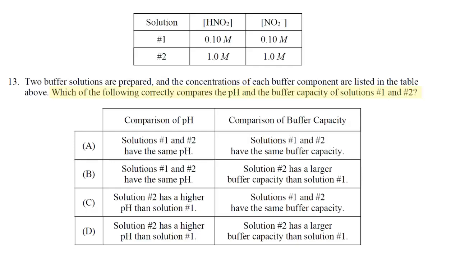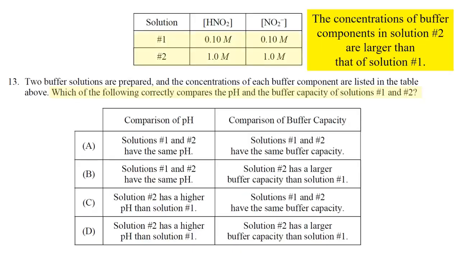As you can see, we have HNO2, which is a weak acid, and we have NO2 minus, its conjugate base. So for solution 1, the concentration of each of those components is equal, but it's 0.10 molar. With solution 2, the concentration of the buffer components is still equal, but now it's 1 molar, so a much higher concentration of buffer components. So the concentrations of buffer components in solution 2 are larger than that of solution 1. Therefore, we can conclude that solution 2 has a larger buffer capacity.